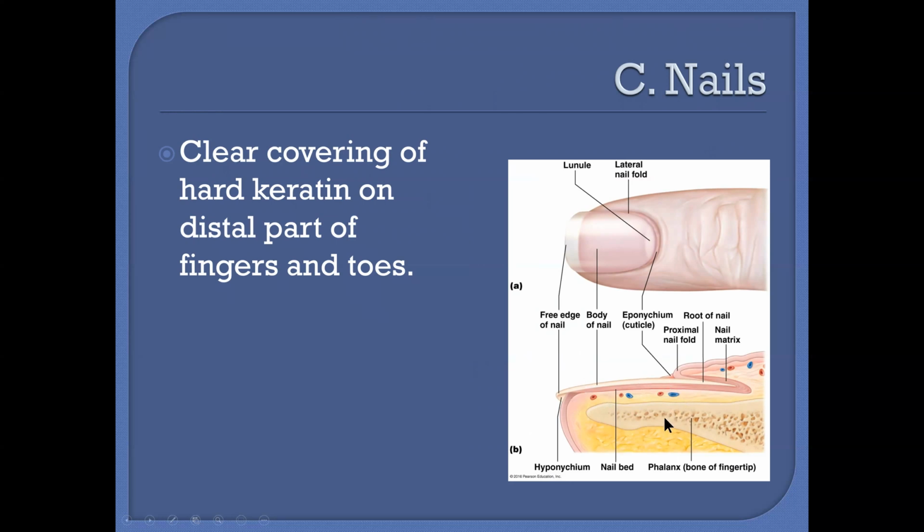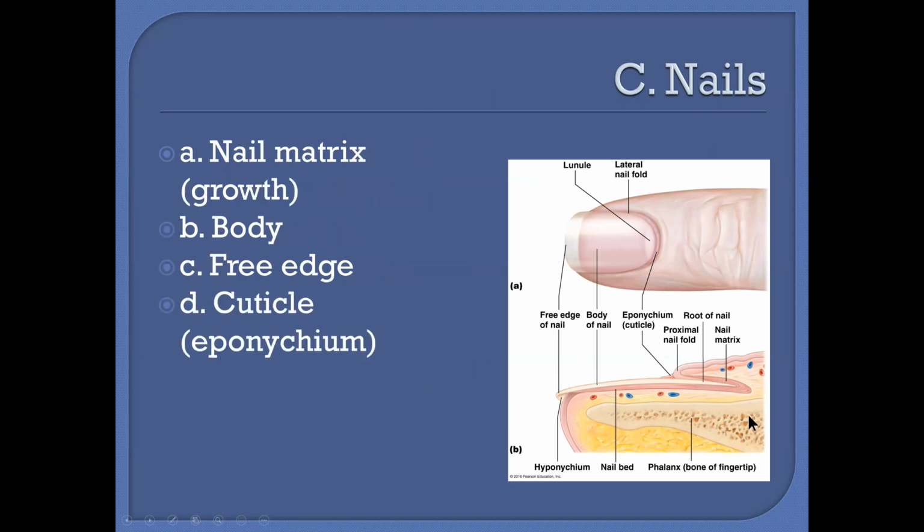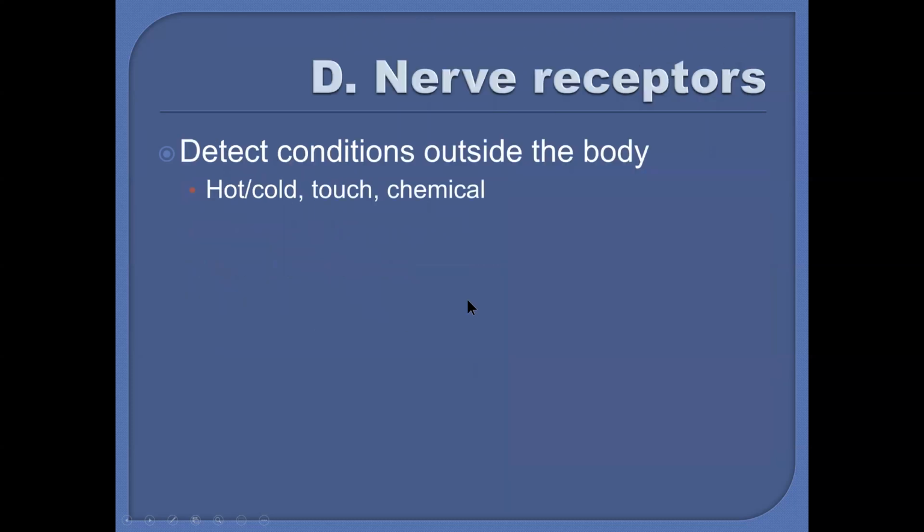So if you cannot get it aligned through just manipulation, you might have to take the patient to the OR and put a pin down here to get good alignment so the nail will grow back straight. Nail matrix is the primary thing that I'm concerned with: crush injuries and alignment of the distal phalanx. Nerve receptors, they are responsible.